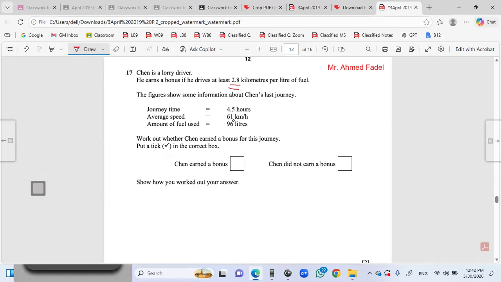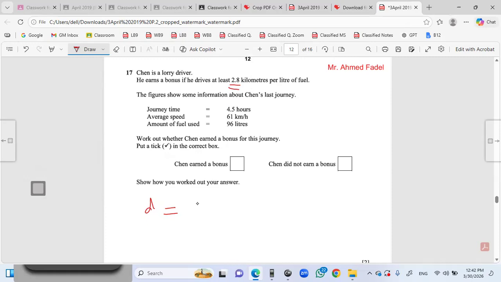Okay, in order to know, here they told you at least 2.8 kilometers per liter. But Mister, I do not know actually the distance. You must find the distance. This is the first thing. You must find the distance because I want to know how many kilometers got driven per liter. So I need to find the distance. What is the distance? You're going to find here the distance that is traveled in 4.5 hours.